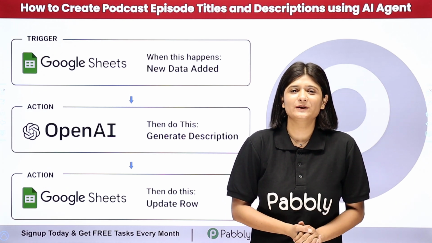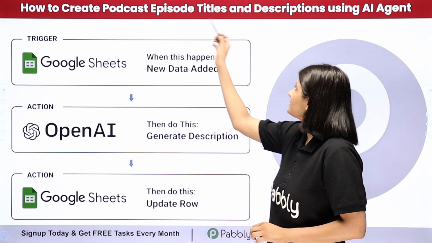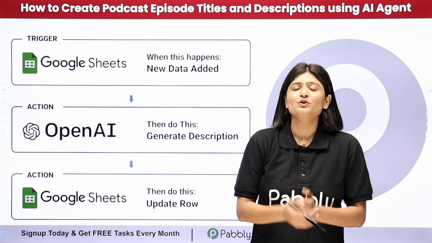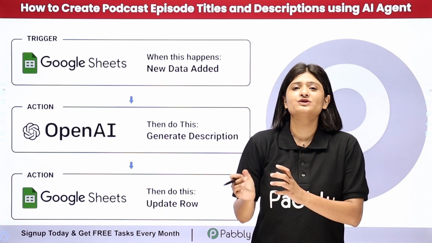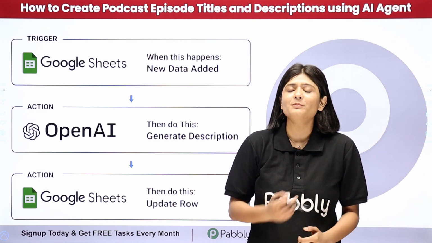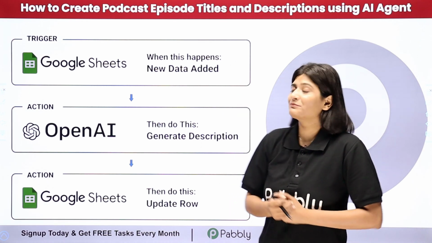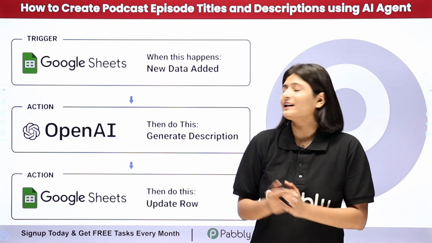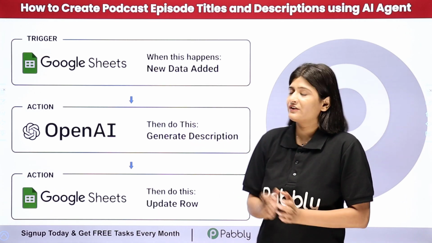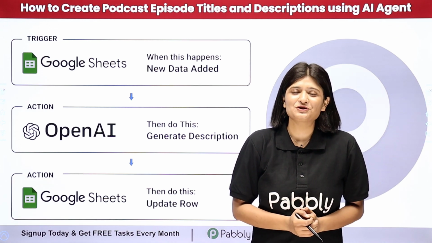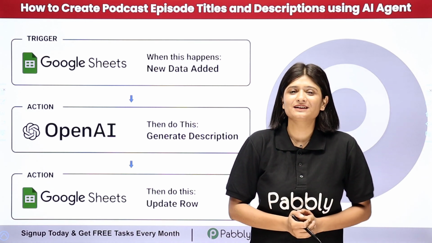In this video, we are going to learn how to create podcast episode titles and descriptions using AI agent. So let's suppose I'm running a podcast and I want to generate the title and descriptions automatically for that. Now how I'm going to do this, I'm going to add the topic in my Google Sheets spreadsheet and I automatically want my AI agent to generate the title and the description for that. Doing this manually is a very time-consuming task, so I'm completely going to automate this process.